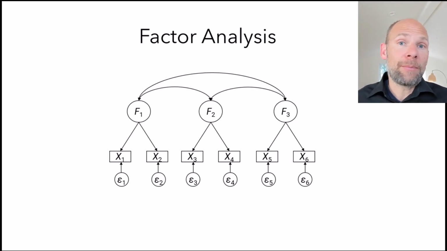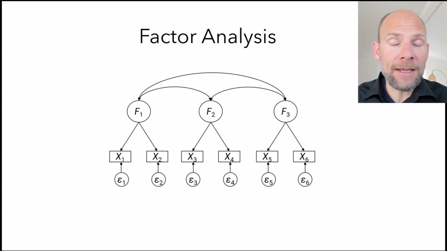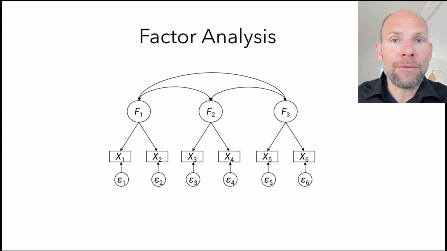Here you can see a path diagram for a three-factor model. In this model, we have 6 observed variables, x1 through x6. Those x variables represent measurements of different constructs with, for example, items or tests. And the latent variables f1, f2, and f3 are our factors.